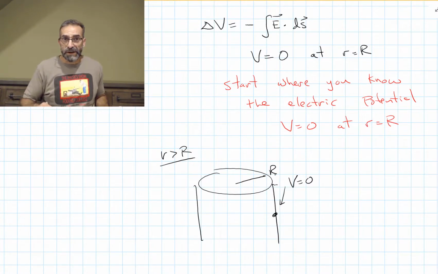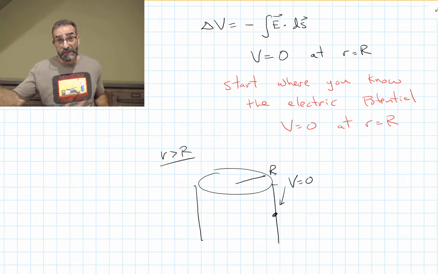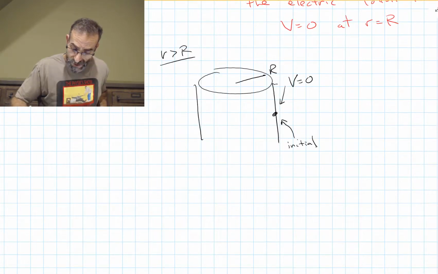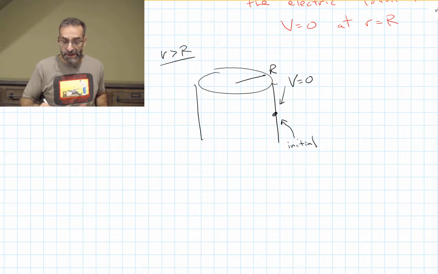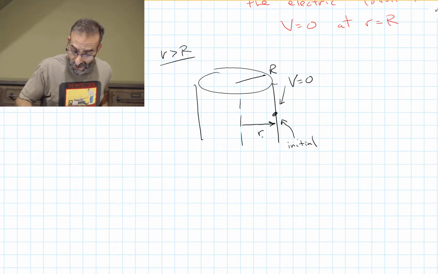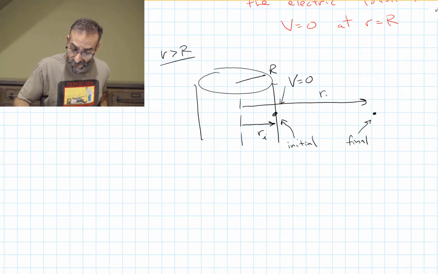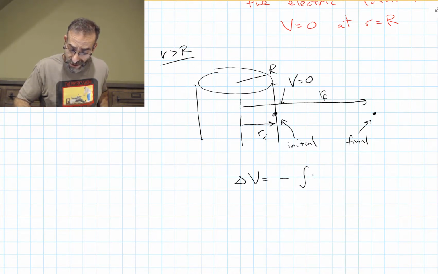We're going to start on the surface of our cylinder and go out from there first, and then we'll go back and start at the surface and go into the other region. So there's our initial location, that's our starting point. This would be our initial, and we're going to go out to just any arbitrary point out here. And we're going to use our equation. The change in potential is minus the integral of E dot ds.